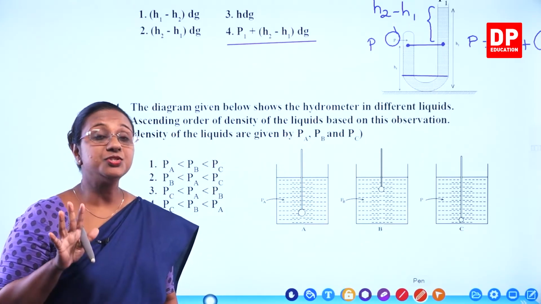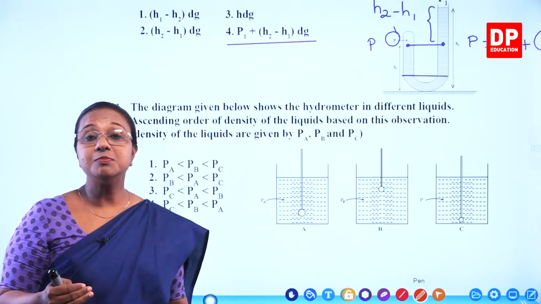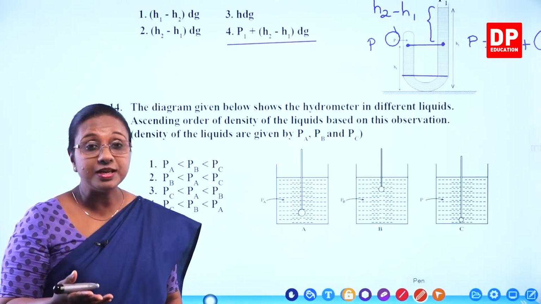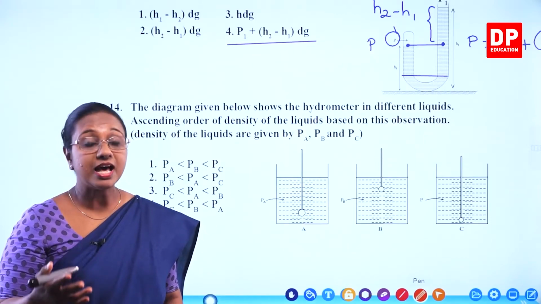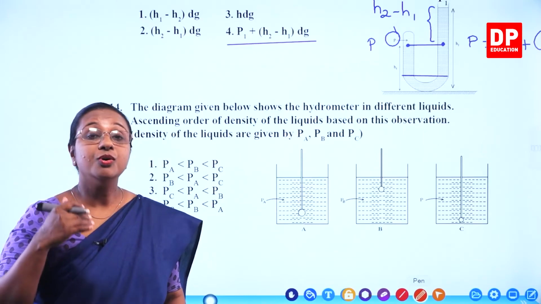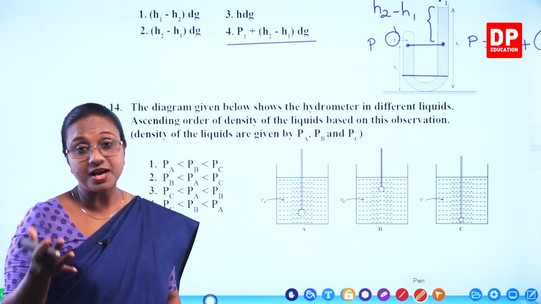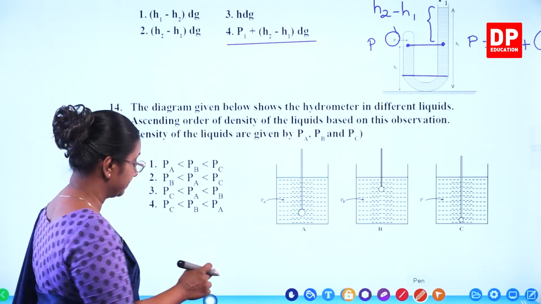So, here students, you all know the relationship. If the hydrometer sinks more, that means the density is less. If the hydrometer floats up, then the density is more. Or in other words, a lesser density liquid has to be displaced more in order to exert an upthrust equal to the weight of the hydrometer. You all know that principle, students.